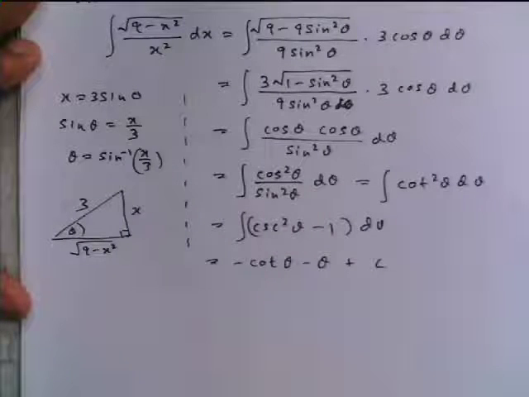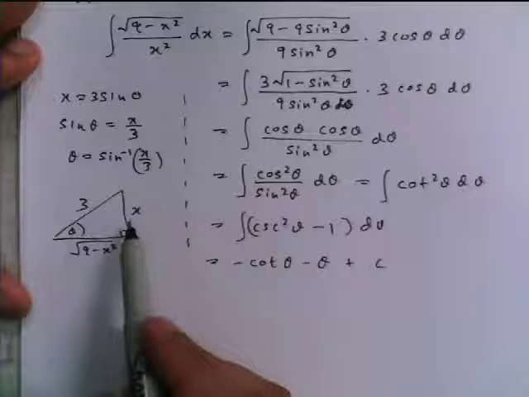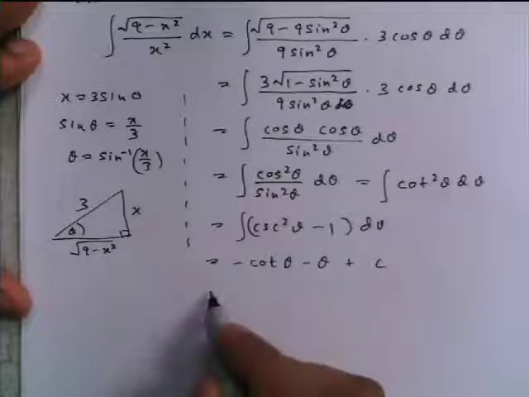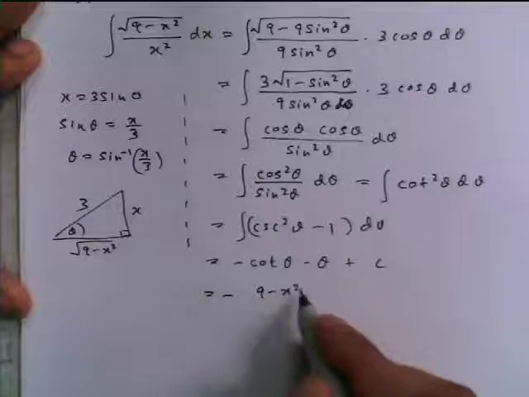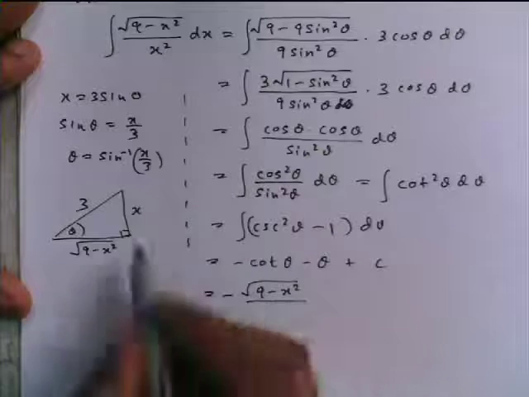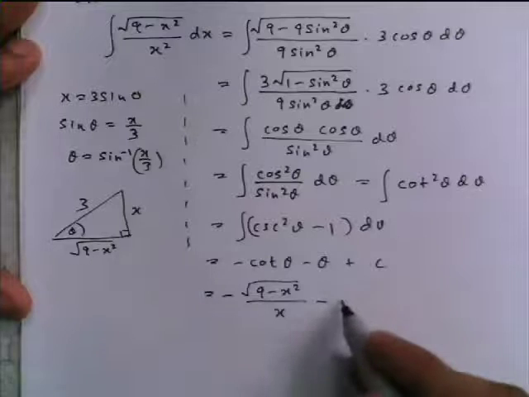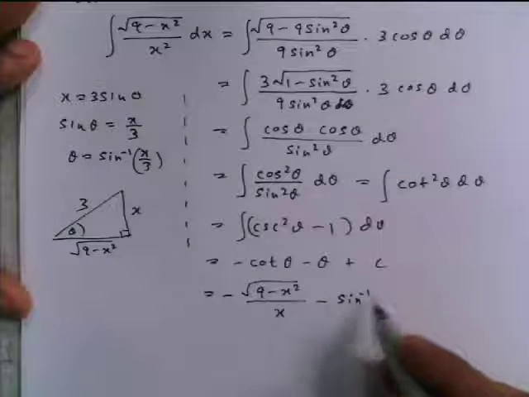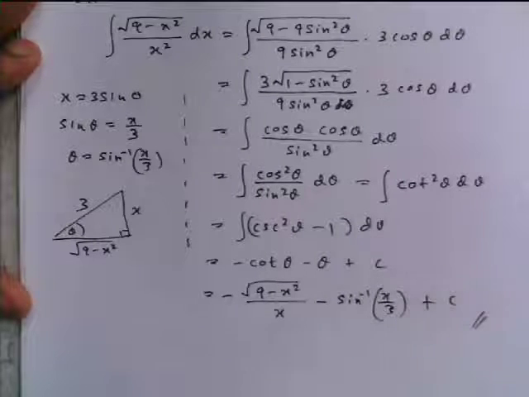From this one you can find cotangent. What's the cotangent? Adjacent over opposite. So what's the answer? It is negative. Adjacent means the square root of 9 minus x squared. Opposite means x. Okay, that's the cotangent. And then minus theta is minus sine inverse x over 3 plus c. That's the answer.